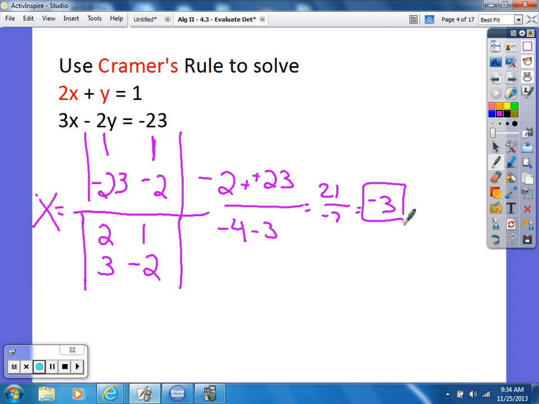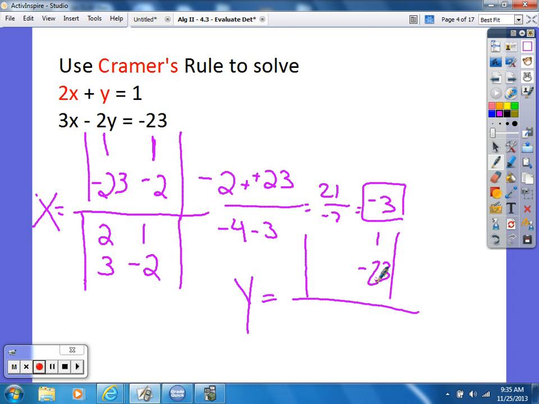Now I know technically I can plug this back in to find y, but we're practicing Cramer's rule, right? So let's fill in Cramer's rule for y now so we can practice that. So I'm going to go back and look at my coefficient matrices here. Which of these two columns am I filling in? The first column or the second column? I'm going to fill in the second column because that's the y column.